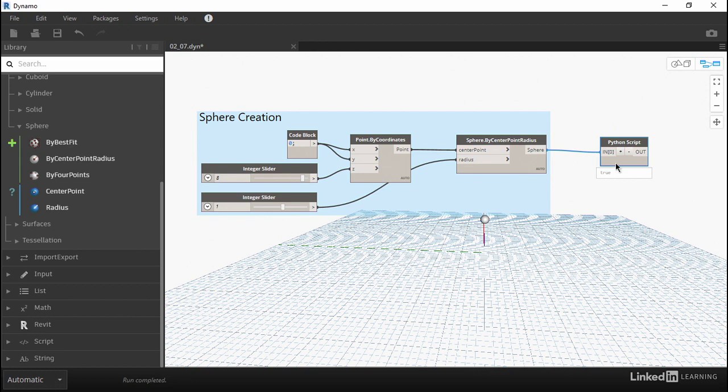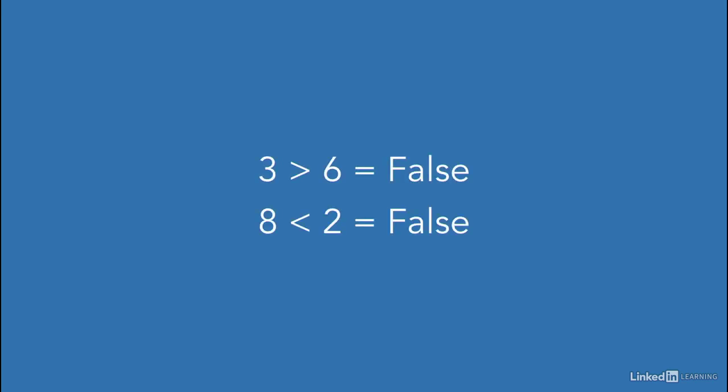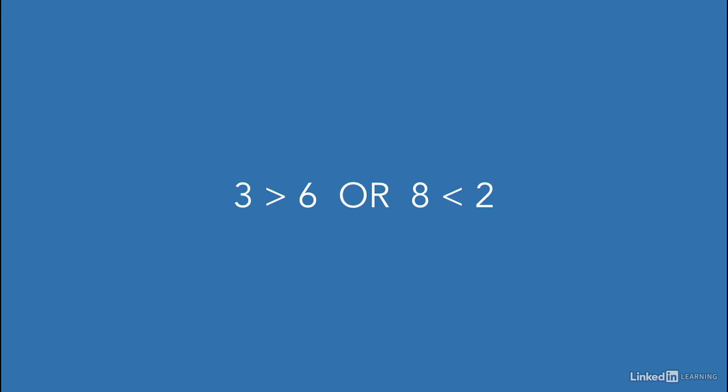Now let's have a look at the OR operator. OR operators are useful if we want to check if two Booleans are false. Say for example we had two operations, 3 greater than 6 and 8 less than 2. Both of these operations would equate to false. If we compare these two operations with an OR operator, we are comparing false or false, as they would both equal false. With the OR operator, this would equal false.